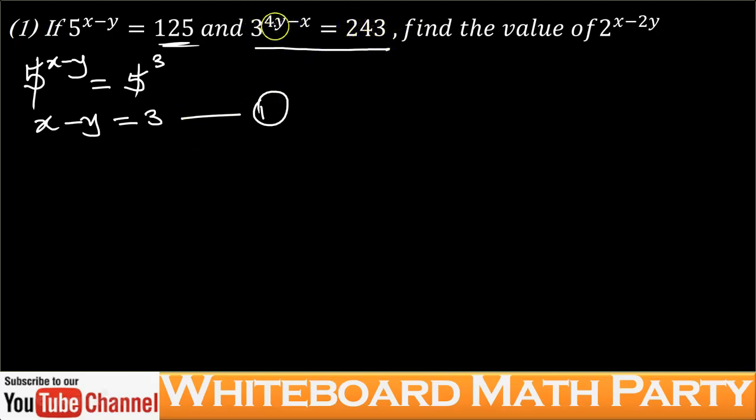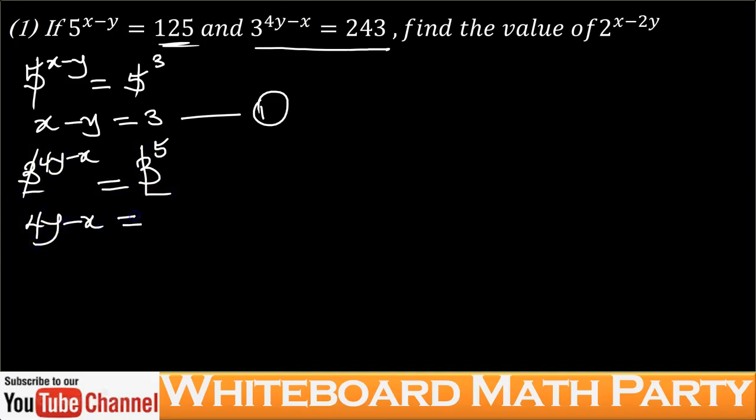For 3 raised to the power of 4y minus x, I bring it down here. 3 raised to the power of 4y minus x will now be equal to 3 to the power of 5. Now notice that the bases have become the same, so I can cancel them out and I'm left with 4y minus x is equal to 5. This can be seen as our second equation, equation 2.